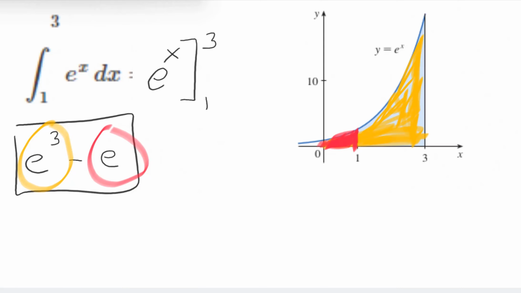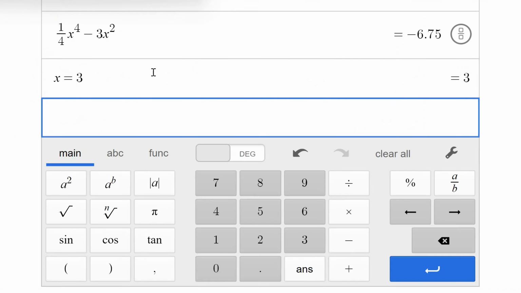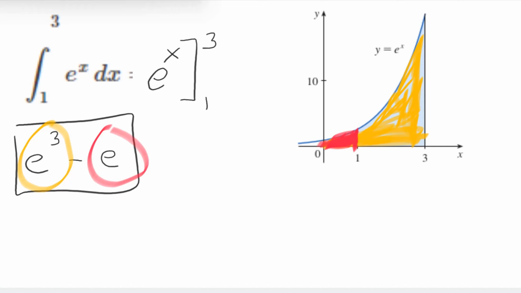And in this one, e to the third is definitely bigger than e. So if we were going to do this out, just to get a specific number, e to the third minus e is approximately 17.4. And it's positive. And it's above the x-axis, so that makes sense. There's nothing below the x-axis to lower it down, so that would be a positive value in that case.